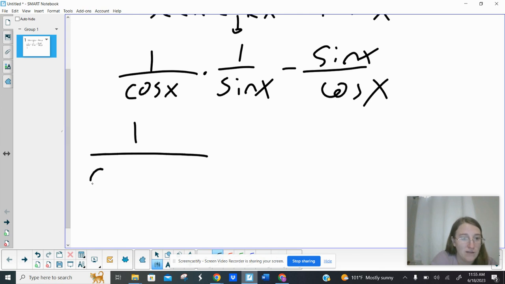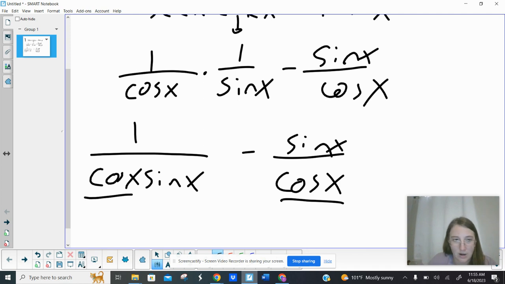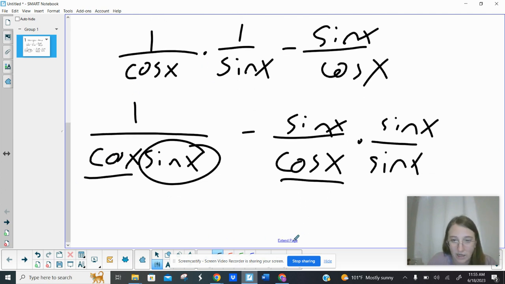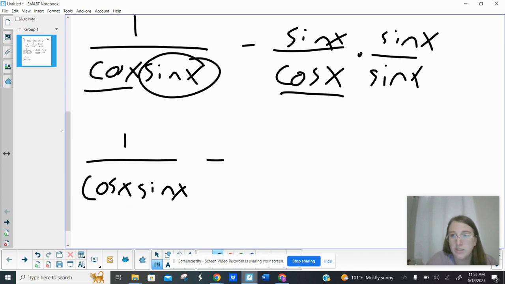So over here, I've got cosine x sine x, and I've got the sine x over cosine x. So I need to get a common denominator. I've already got cosine x over here, I've got it right there. So I'm going to multiply by this fraction, sine x over sine x, because that equals 1, so I'm really not doing anything. And I'll simplify that. So 1 over cosine x sine x. So now I've got a common denominator.